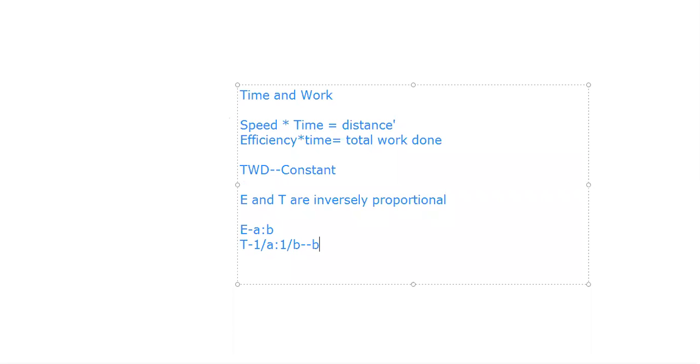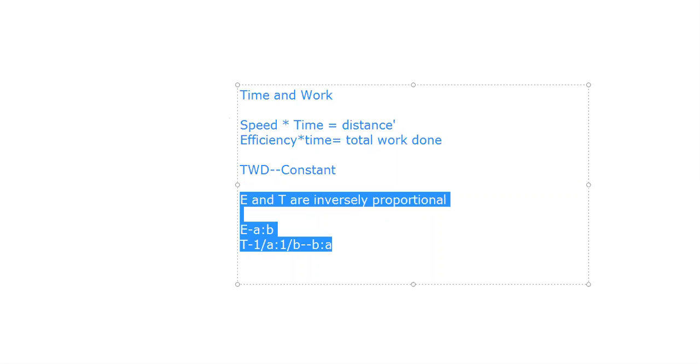Which is to A. Which is B is to A. Okay. So now this is the relationship between efficiency, time, and total work done. Okay. Till this, are we clear? Are we clear with this? Yes, sir. Yes. Now let me take you through the real thing.